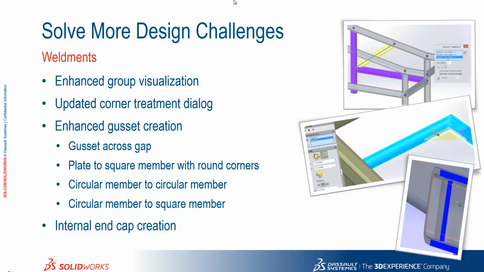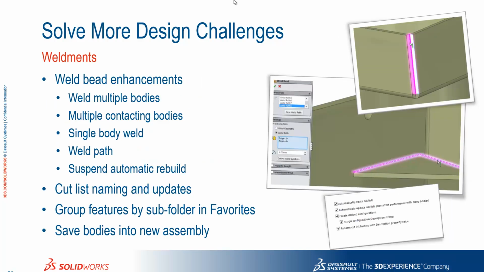We'll now summarise what we've seen there. We've got enhanced group visualization. We've got an updated corner treatment dialog box, which is non-modal. We've got enhanced gusset creation, internal end cap creation, many weld bead enhancements. We can define how our cut list is named and how it updates, and we can group features in our favourites by subfolder. We can also save bodies into new assemblies.